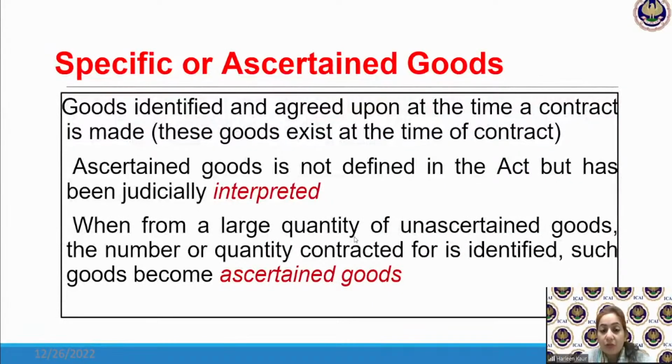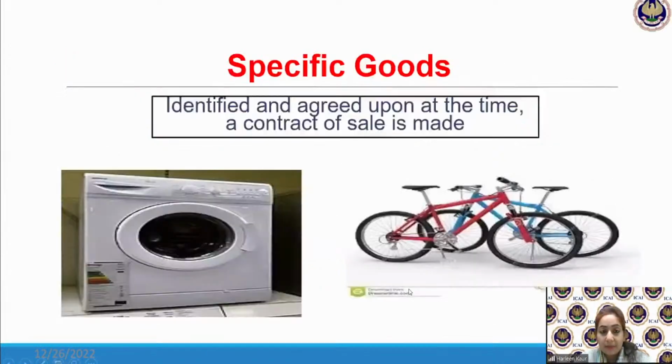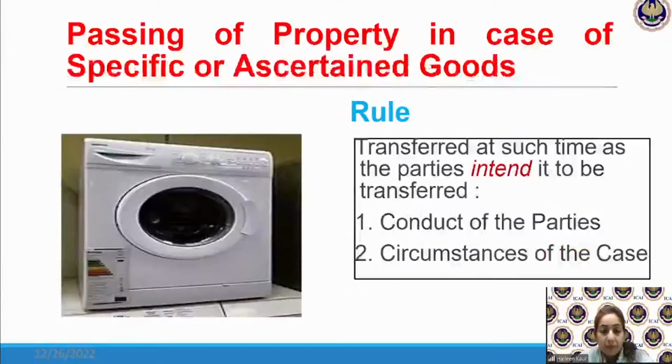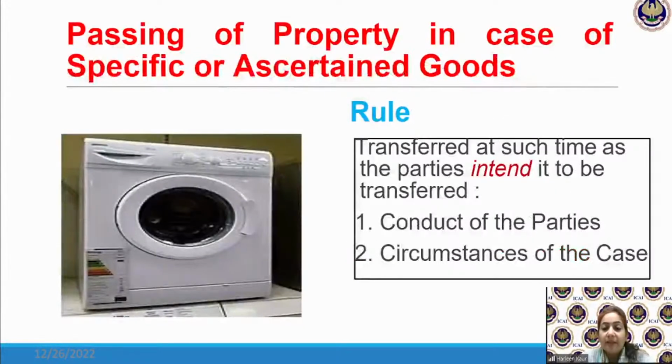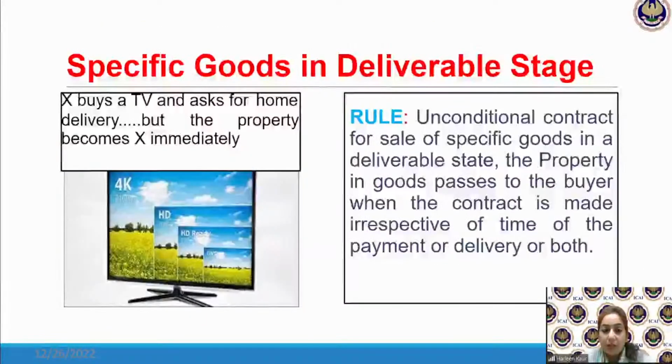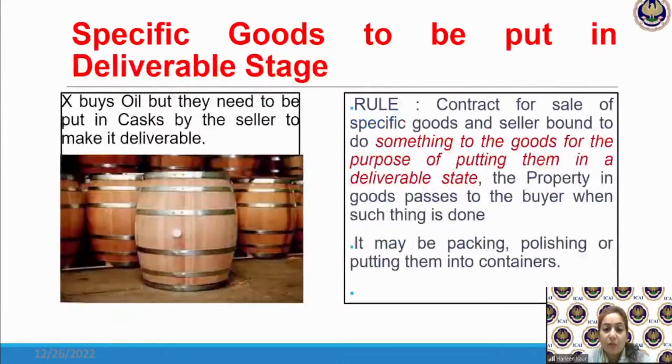So this is simply the definition of unascertained goods, which we have already discussed. This is again part of your chapter 1, definitions, just to make you understand how certain goods and specific goods were defined. And then passing of property, section 19, we have already discussed. This was the television. Here the immediate passing of property is happening. There's another example which you can read down. X buys oil, but it needs to be put in casks by the seller to make it deliverable. So X is buying certain oil casks, and while purchasing, the oil was to be placed in the casks and then made to become a deliverable state.